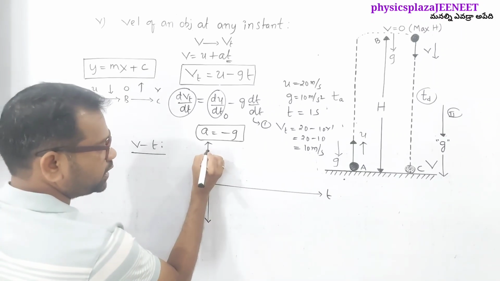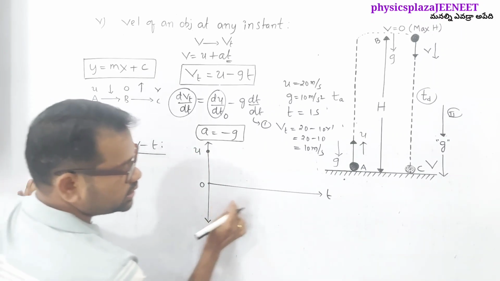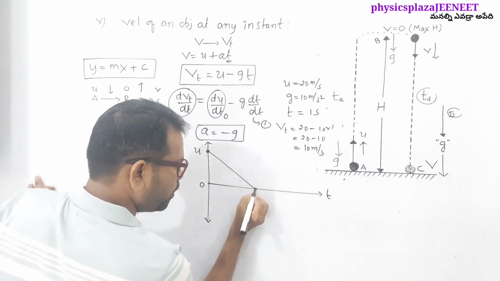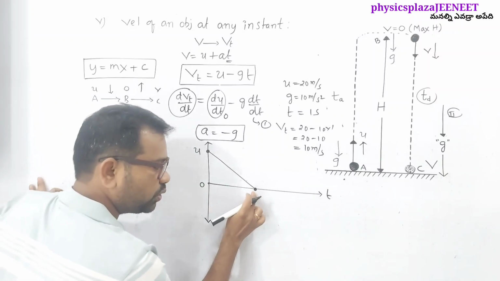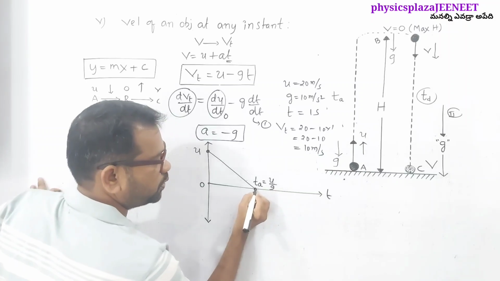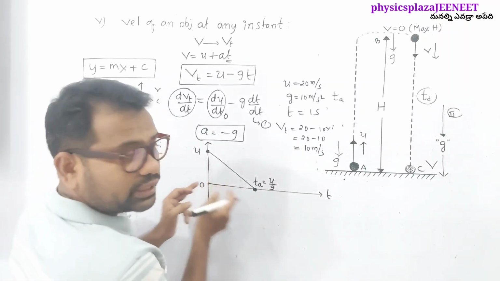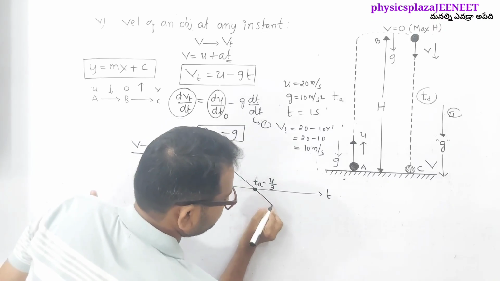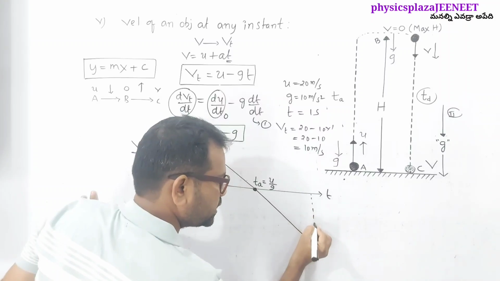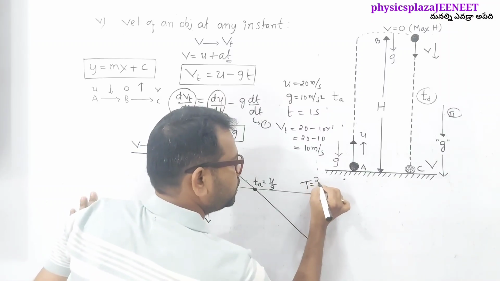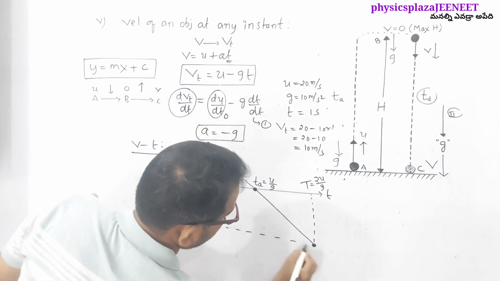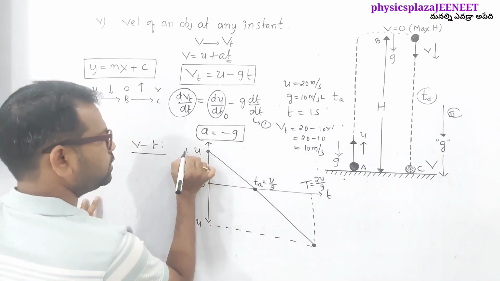So it has a maximum velocity, let us say it's u. As time passes, its velocity decreases. This is the point where it's 0. This we can call the time of ascent, u by g. At this point only, its velocity will be 0. But as time still passes, its velocity increases in the downward direction. It will be maximum again. So this is the total time of flight, 2u by g. This side is negative, it is minus u, and this is plus u, children.